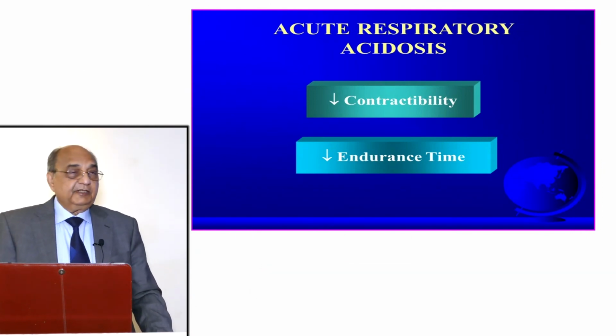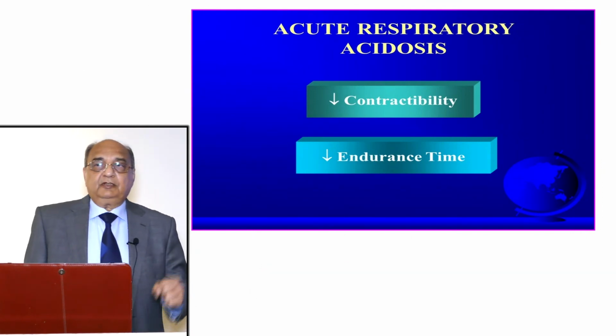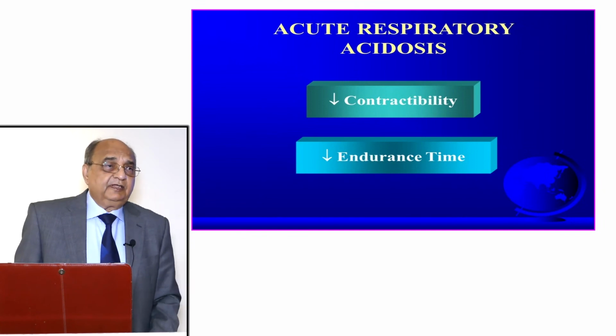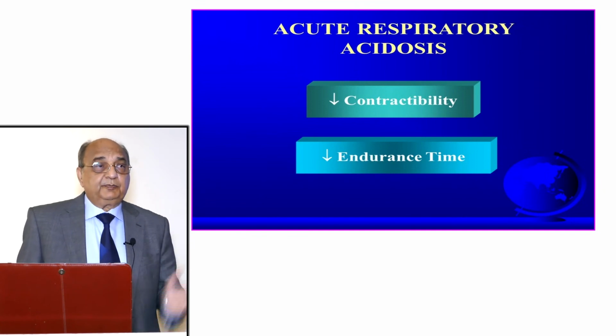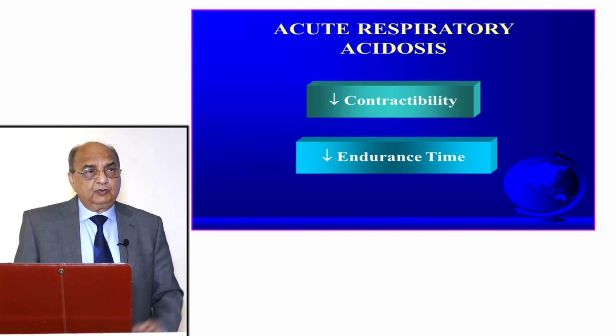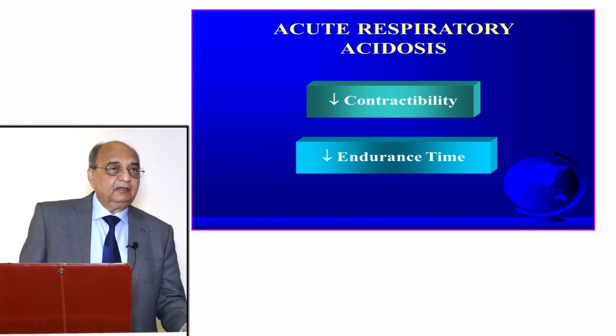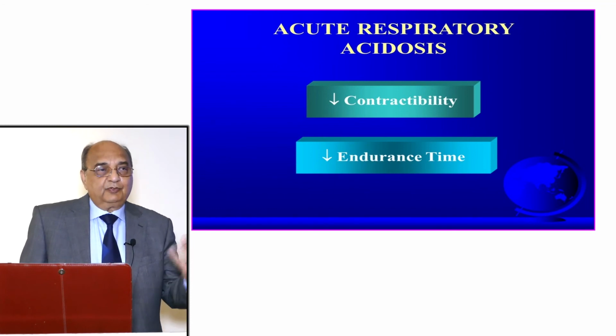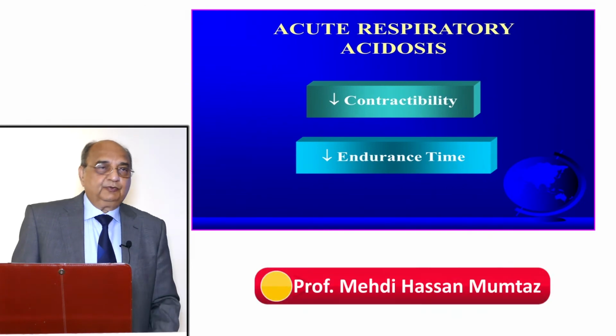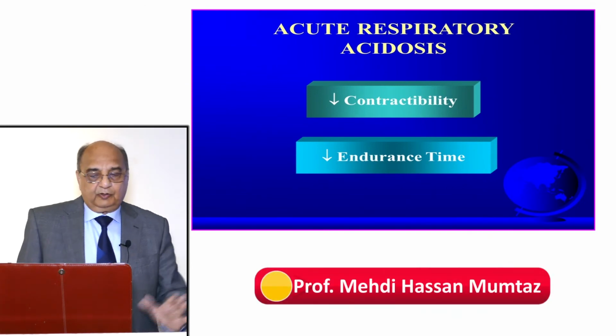And acute respiratory acidosis. If the patient has gone into acute respiratory acidosis, it means the CO2 level is high. It means the pH is down. That's bound to affect the contractility of the myocardium. It will depress the contractility of the myocardium. It means it will depress the stroke volume. When the stroke volume is reduced, cardiac output is reduced. When the cardiac output is reduced, blood pressure will drop.